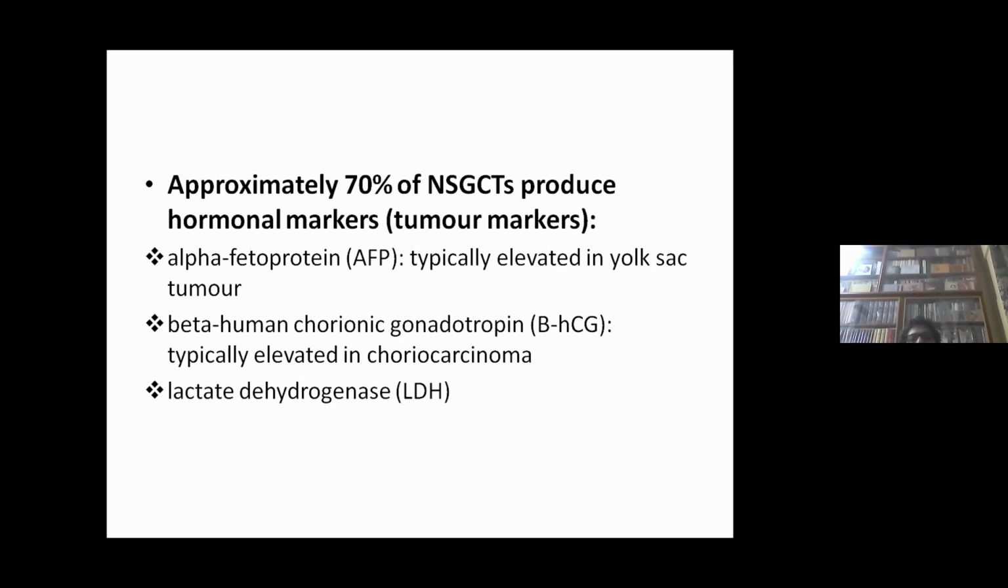Approximately 70% of NSGCTs produce hormonal markers. Alpha fetoprotein is typically elevated in yolk sac tumor, beta HCG typically in choriocarcinoma, and lactate dehydrogenase in almost all cases.